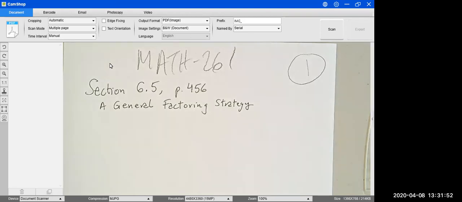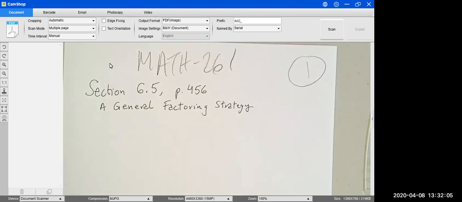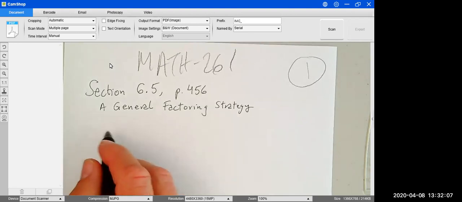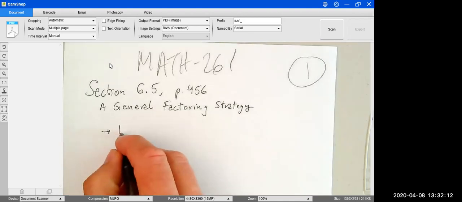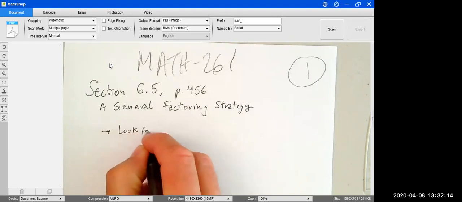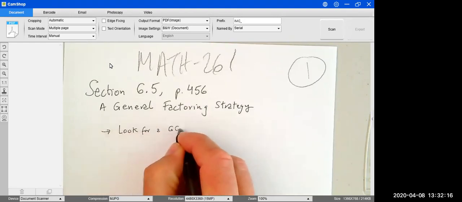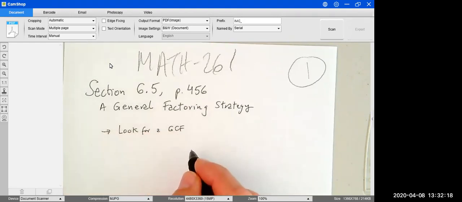Okay, we are starting section 6.5 on page 456, and this is about a general factoring strategy. For general, they are combining everything that we learned so far. So the first step is you're gonna look for a greatest common factor.